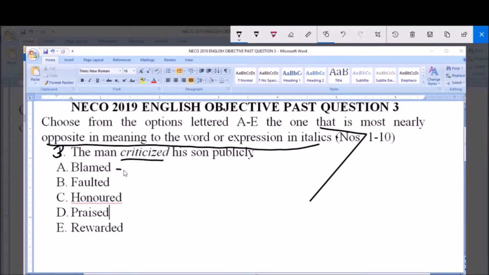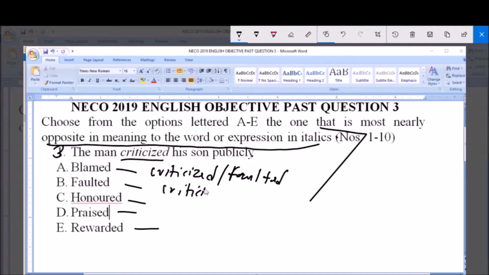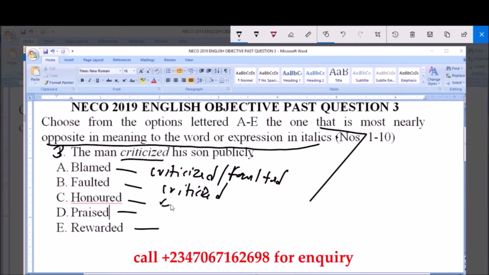The options say: A, blame, faulted. Option B. Option C says honored. Option D says praised. Option E says rewarded. Blame is the same as criticized, and faulted is the same thing as criticized. Then honor means respect.